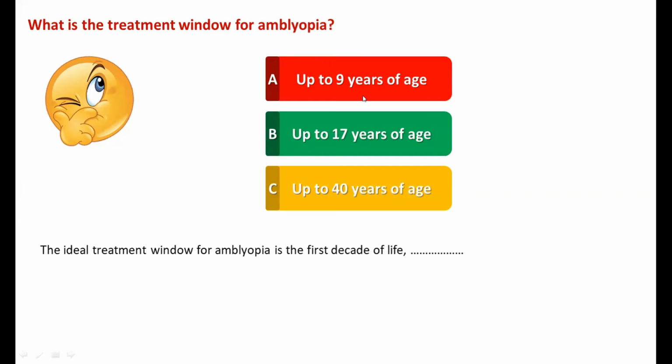So thanks, Dr. Maisa, Aswathy, Naveed. The ideal treatment, of course, for treating amblyopia is in the first decade of life. So traditionally or historically, up to 9 years of age, and the ideal outcome actually is during this age group. But according to the ATS, amblyopia treatment studies, you can treat amblyopia up to 17 years of age. And maybe in the future, we can treat it up to 40 years of age, who knows? So this is the treatment window for amblyopia.